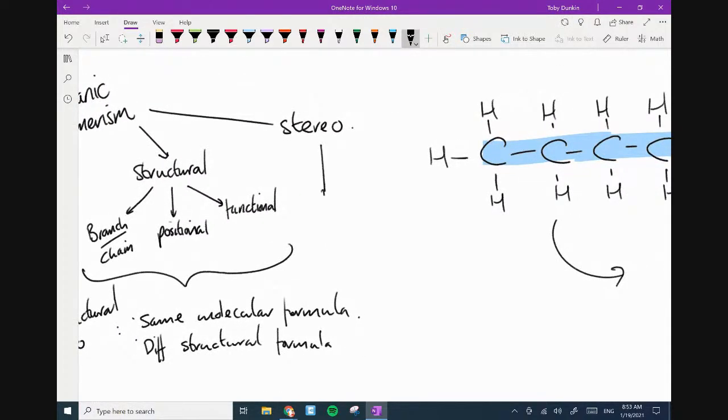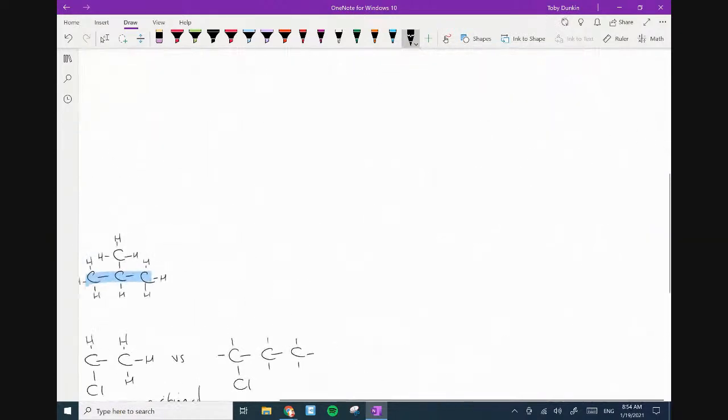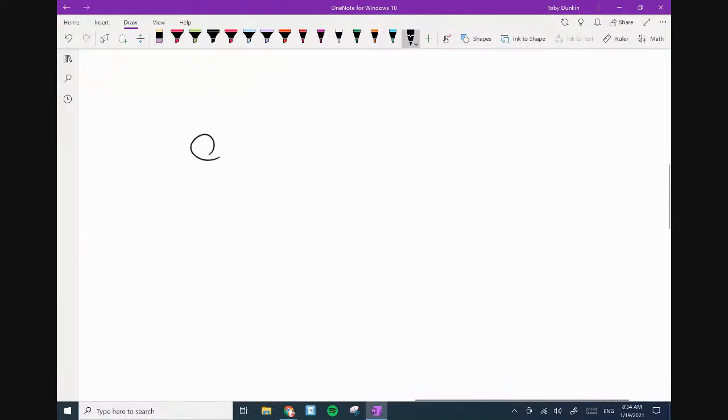Stereo is split into two as well. It is split into geometrical, this is alkenes, and optical. This is a new one for A2. So it turns out, and this is for Leon's benefit, alkenes contain a carbon-carbon double bond. Now, carbon-carbon double bonds can't rotate. So if I show this double bond here is unable to rotate, what that means is there's actually two versions.